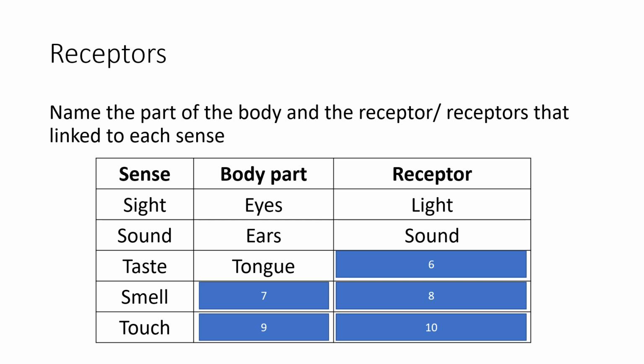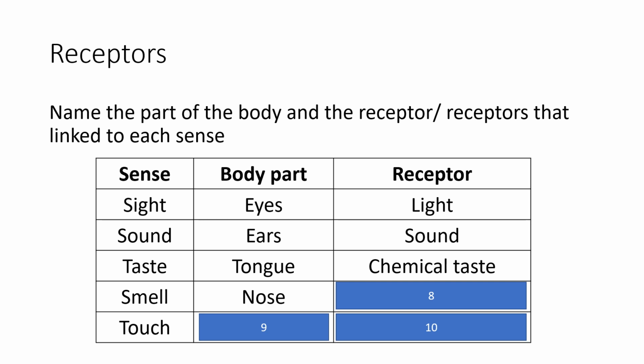Taste, the tongue, and they pick up chemicals. So you can talk about chemical receptors or you can talk about chemical taste receptors. I prefer chemical taste receptors because what you also have in your nose is the smell receptors, which are also chemical receptors. So I like to put the word smell and taste in there just so you can clearly identify if it's the tongue or the nose. Chemical receptor will get you the marks in the exam.